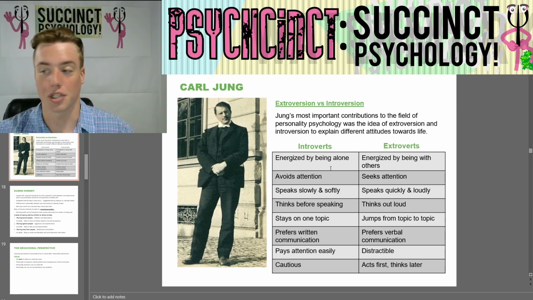So introverts: energized by being alone, avoids attention, speaks slowly and softly, they think before speaking, stay on one topic, they prefer written communication, pay attention easily, and they are cautious.